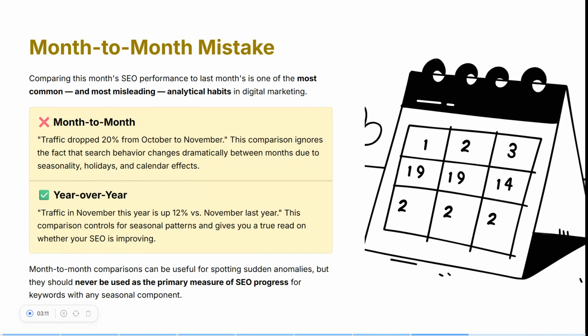The biggest reporting mistake is comparing month to month without context. You are comparing this month versus last month without considering seasonality. This creates false panic, false excitement, or bad decisions. Proper SEO analysis always compares year over year or seasonal periods.